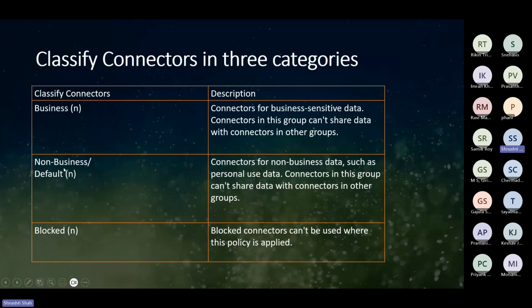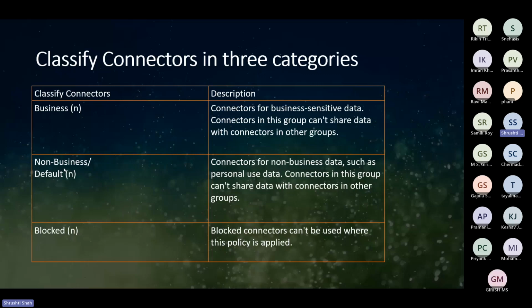Non-business is kind of the default. Now assume that you are just doing a POC or applications which are not really sensitive. These are not using your business data or personal data, so you don't have to worry about whether your data will be shared or not. So this is kind of the default group where Teams and all the other connectors will fall into this place. Now the other aspect is blocked.